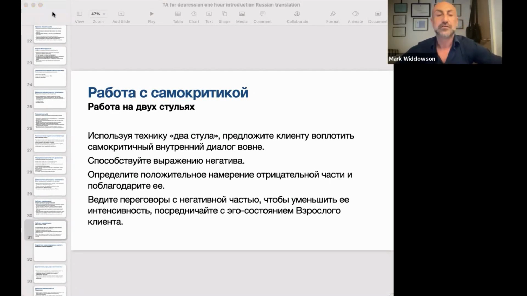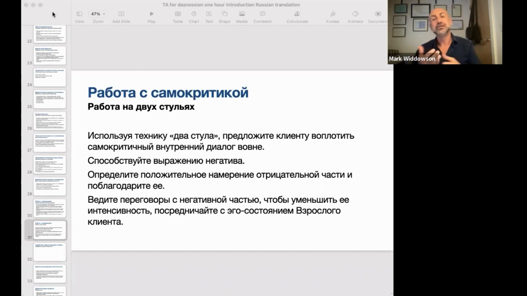Another thing that we can do with self-criticism is to do two-chair work. This is very familiar to TA therapists who used to read decision work. So basically what we do is we get the client to put their self-critical critical parent on another chair, and we engage in a two-chair dialogue with it. This is a really useful thing to do. Interestingly, it has started to be used by a lot of different types of psychotherapy now, who are almost excited by how useful and effective this technique is. And I sit there thinking, we've been doing this in TA since the 1970s.